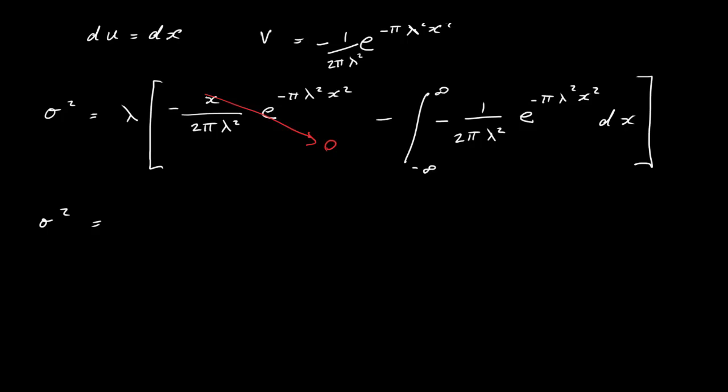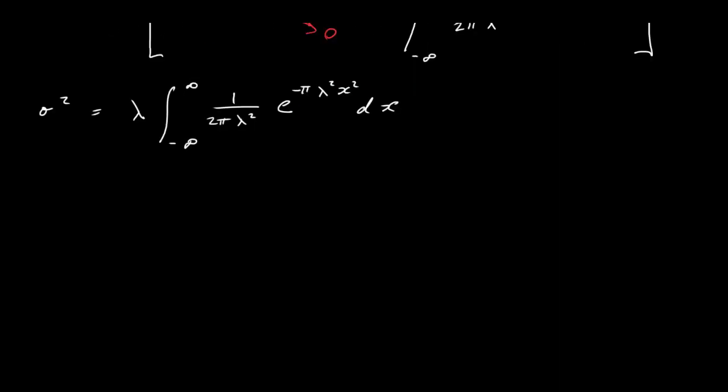It's going to be equal to lambda times the integral from minus infinity to plus infinity. Remember, we have a minus times a minus here, so that's just going to be plus. So we have 1 over 2 pi lambda squared e to the power of minus pi lambda squared x squared dx. So this is the integral that we actually have to do here.